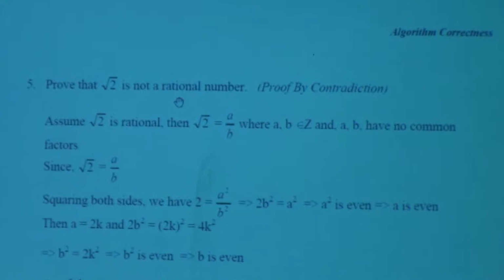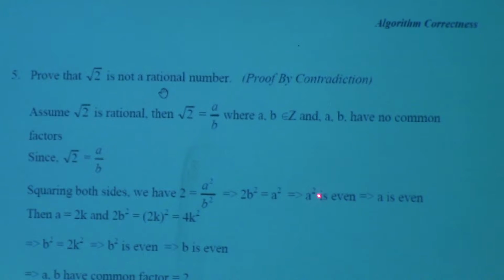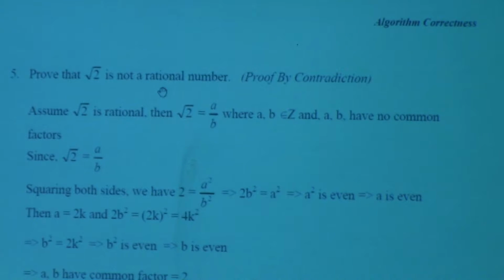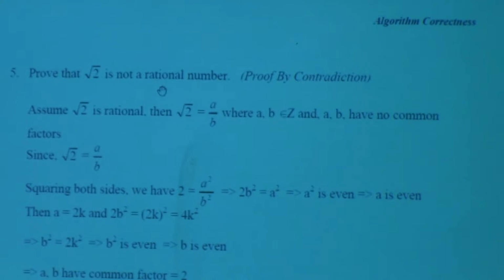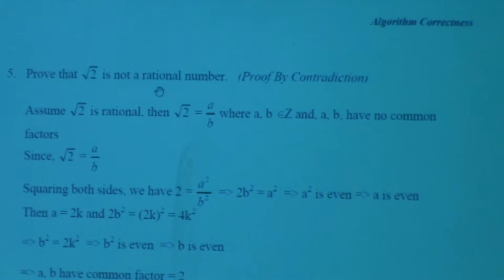Why? Because A squared is equal to 2 times B squared. Therefore, it's going to be even. So A squared is even. If A squared is even, that implies A is even. How come? A squared is even. If A squared is even, then A is even.